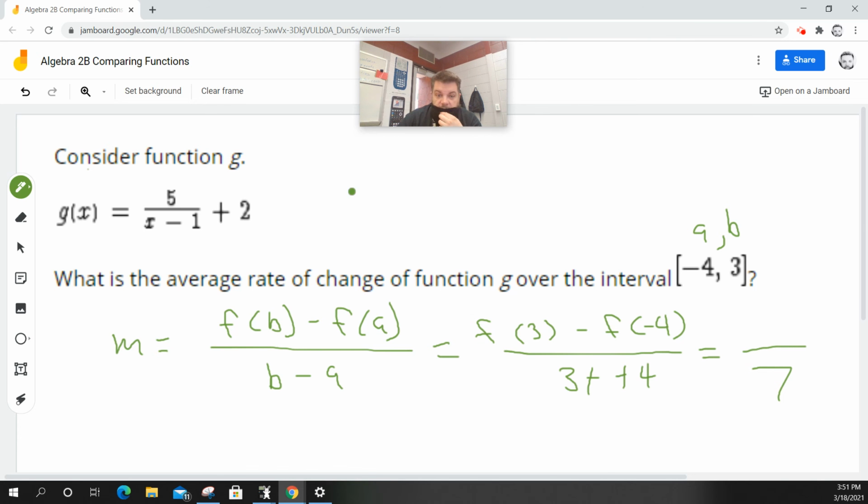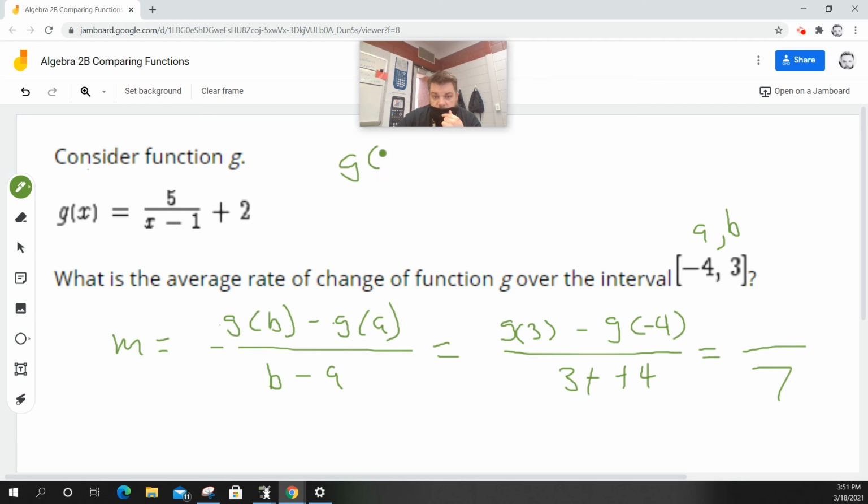I put f, but there really should be g. So let's change all these to g's. So this would be g of b, g of a, g of 3, g of -4.